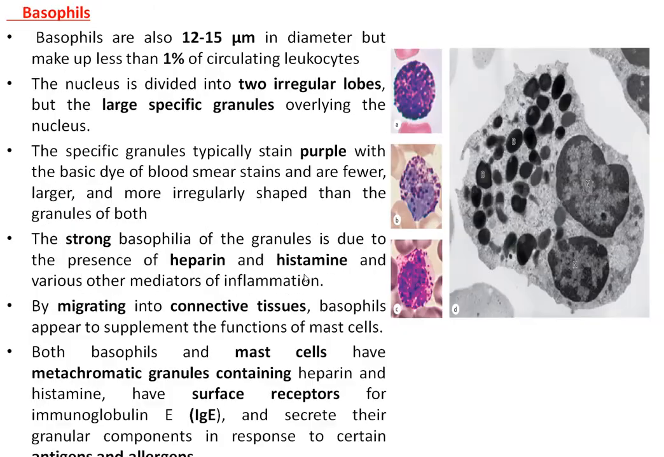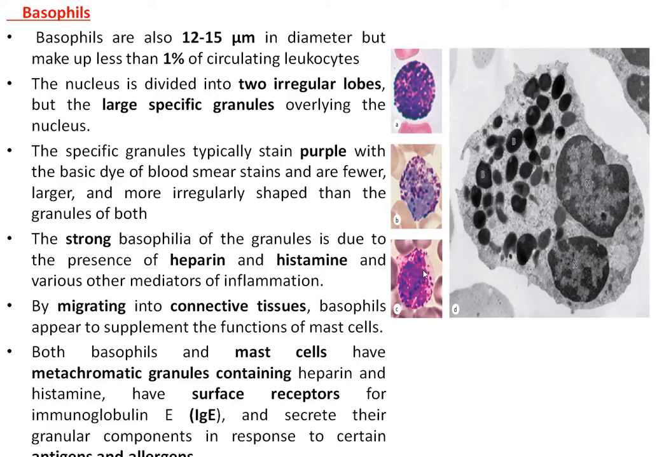Basophils, the final granulocytes among leukocytes, also have a diameter of 12 to 15 micrometers, as do neutrophils and eosinophils, and make up less than 1% of circulating leukocytes. The nucleus is divided into two irregular lobes, with coarse specific granules, blue or purple, overlying the nucleus.